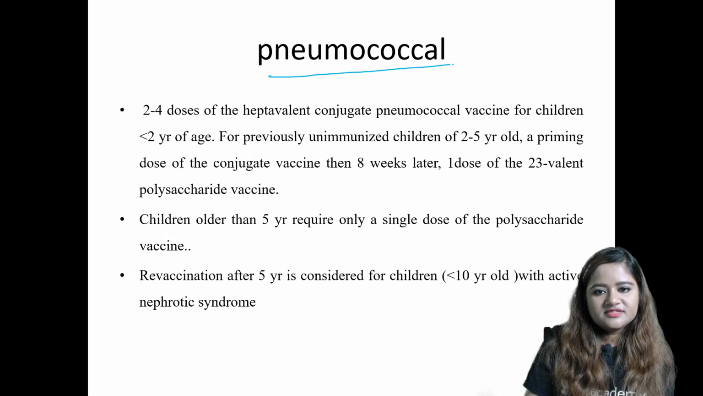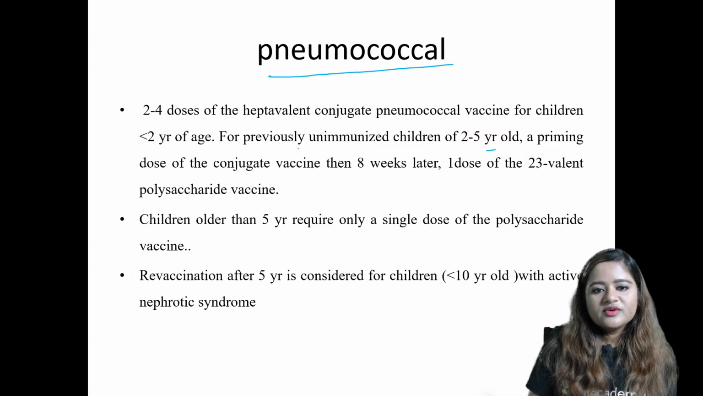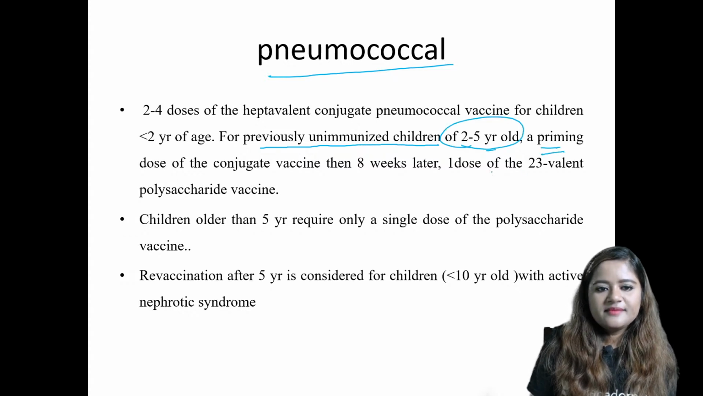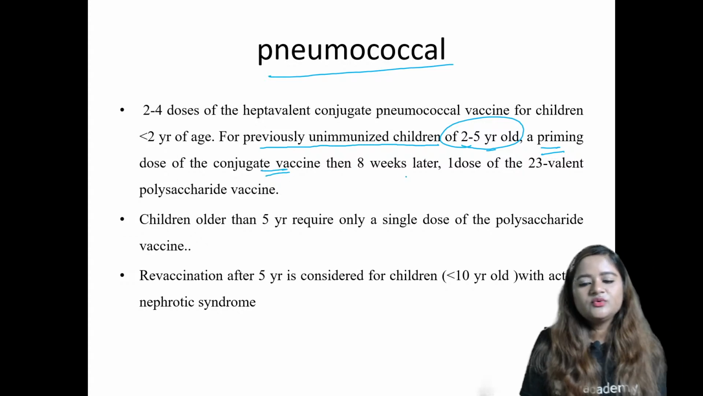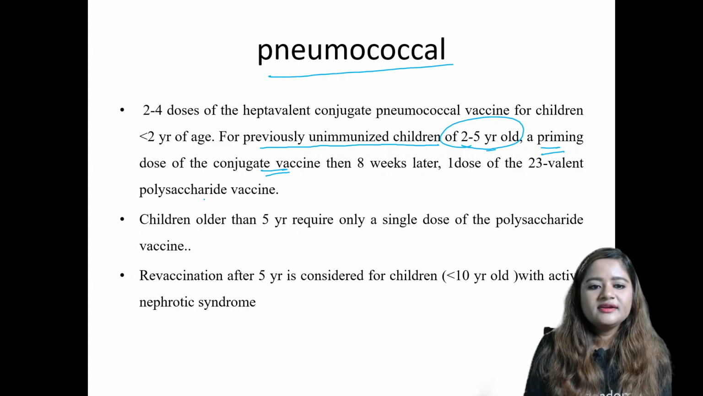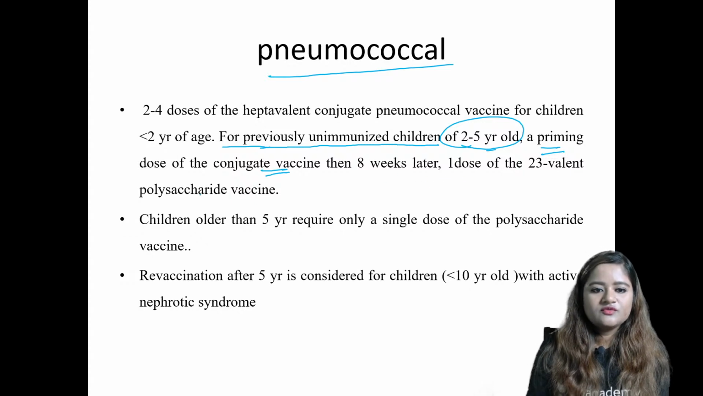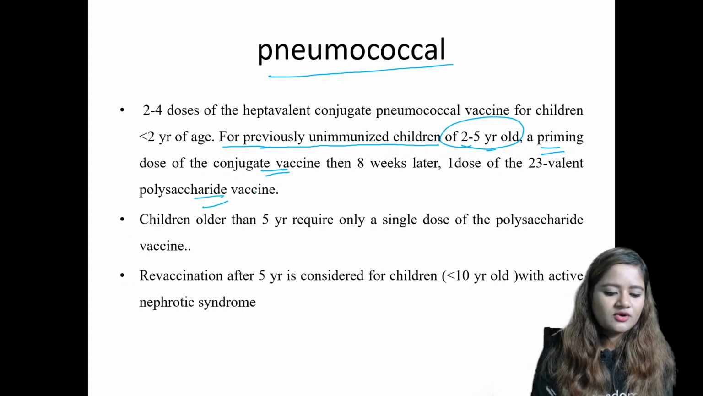Now, pneumococcal vaccine, it's very important that we give 2 to 4 doses of the pneumococcal vaccine for children who are young, that is less than 2 years of age. So, for those who have been previously unimmunized, that means primary dose नहीं मिली है, a priming dose of the conjugate vaccine you can give, and 8 weeks later, the first dose of 23 valent polysaccharide vaccine. The pneumococcal vaccine, जो conjugate vaccine है, can be given if a child is completely unimmunized with the primary dose. So a priming dose can be given, then 8 weeks later you can give the dose of the polysaccharide vaccine. So it is not absolutely contraindicated.